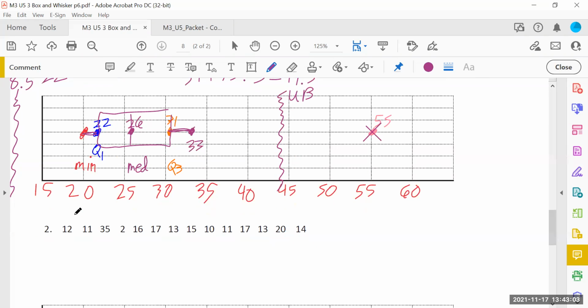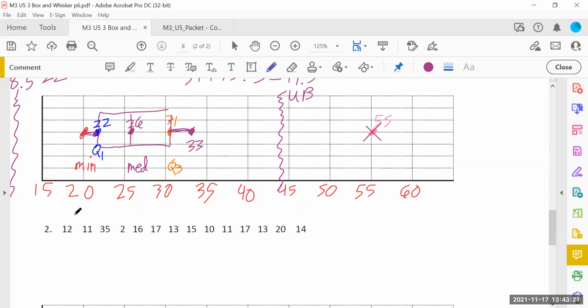Find your 5-number summary, find the upper and lower bounds, and see if your points lie outside of that. If they do, cross them out and find a substitute in the data set. Find the next highest or lowest number. Then draw your box and whisker plot the rest of the way.